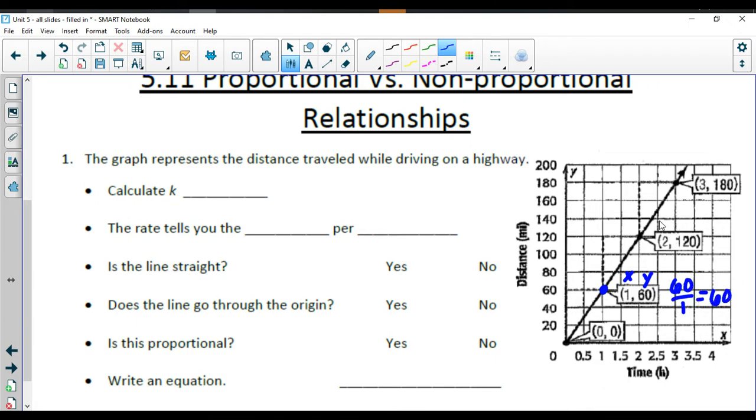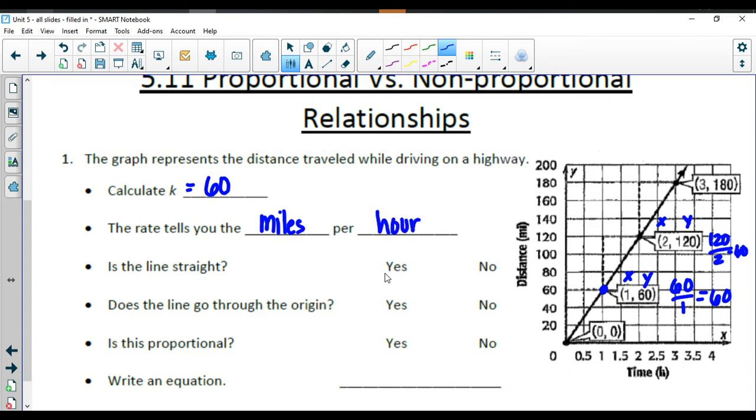I'm going to check one more here. This is my x, this is my y. So 120 divided by 2, and that's also going to give me 60. So the k value is equal to 60. The k represents our unit rate, and that's the y divided by the x. The miles is our y-axis, and time in hours is our x-axis, so this is telling us the miles per hour.